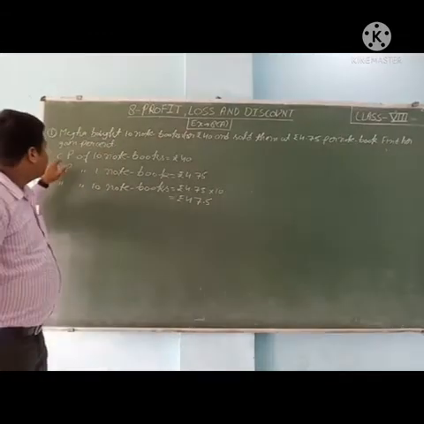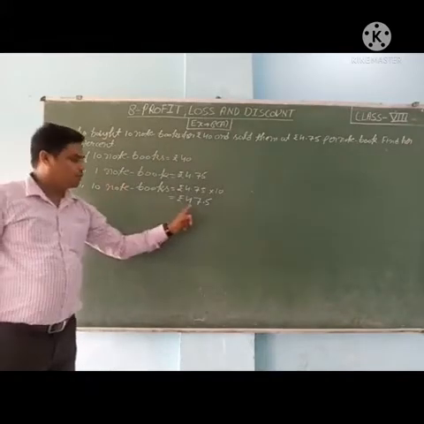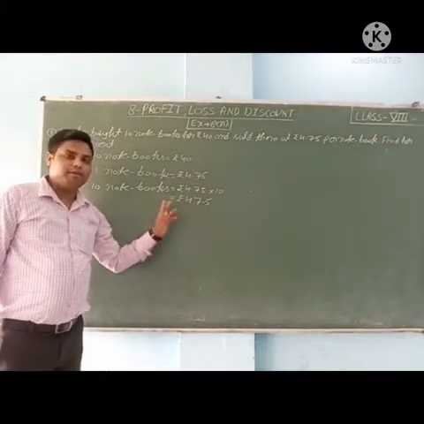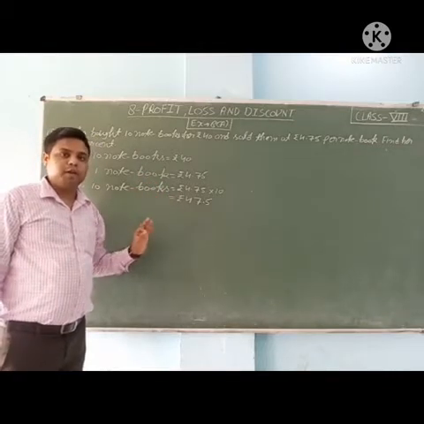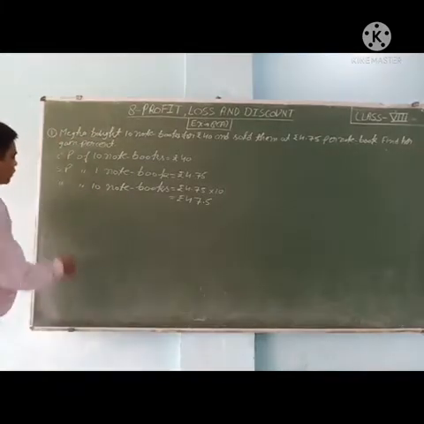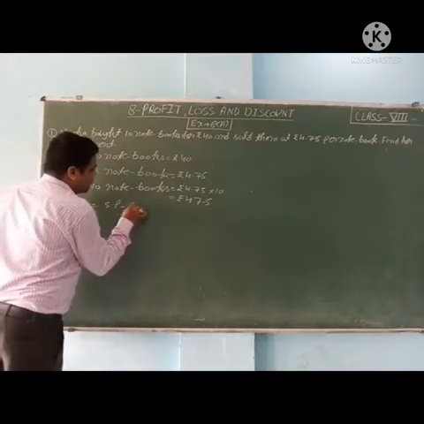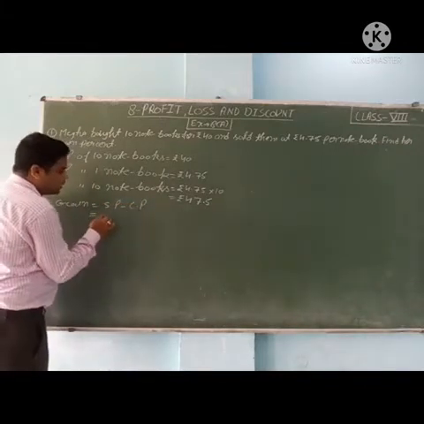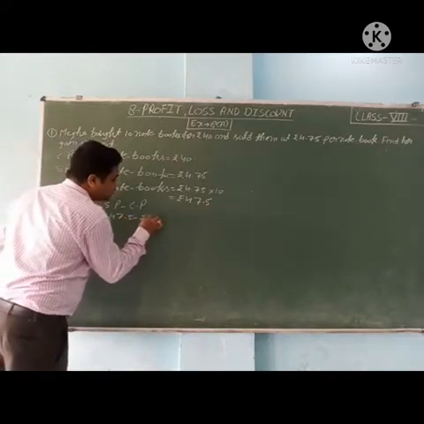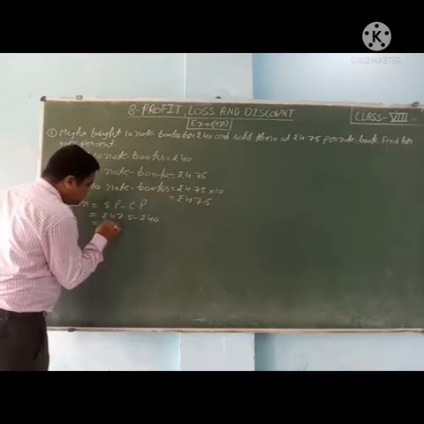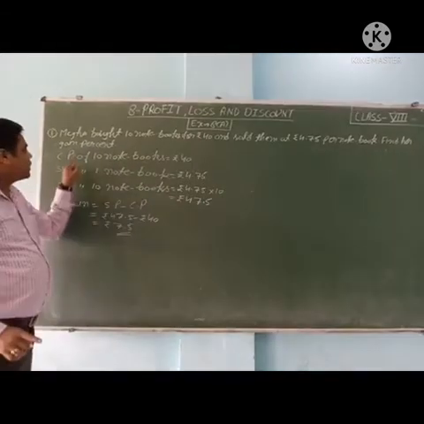So see, what is the cost price of 10 notebooks? 40. And selling price of 10 notebooks? 47.5. It means selling price is more than cost price. If selling price is more than cost price, then it is profit, or we can say gain also. So gain is equal to selling price minus cost price. So selling price rupees 47.5 minus rupees 40 is equal to rupees 7.5. That is the gain.